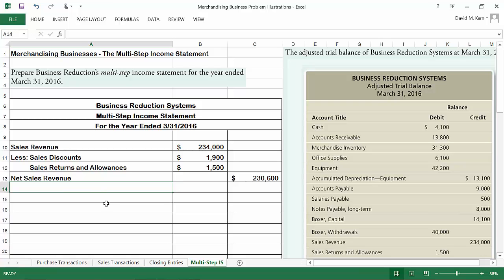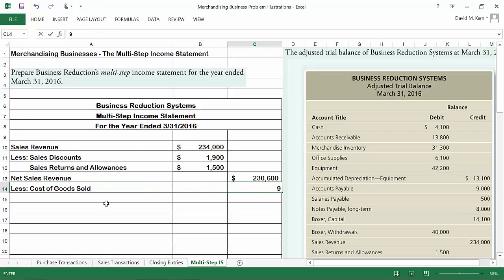Again, the way we do that is to take our sales revenue, subtract our two contra revenue accounts, and get net sales. Okay, the next thing we want to do is calculate what's called gross profit, and that is how much sales revenue did we generate minus the amount of our product cost or cost of goods sold. So in this case, then we would subtract immediately cost of goods sold.